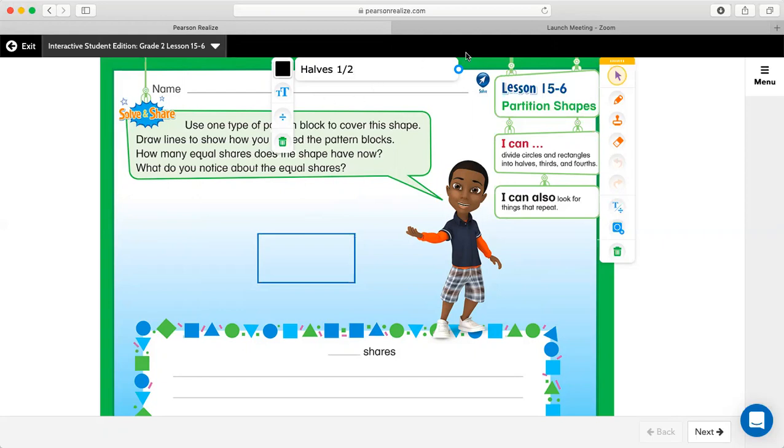So the 2 at the bottom is the total number of pieces, okay? And the 1 at the top could represent how many pieces of the 2 we want. So this is what we consider halves. Thirds would be 3 pieces total that we're dividing our circle or our rectangle into. And then fourths would be we divide our shape into 4 pieces total.